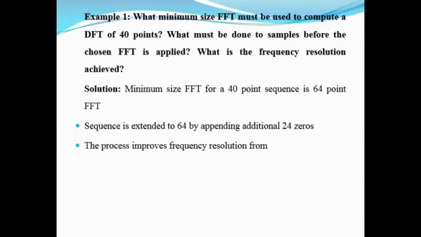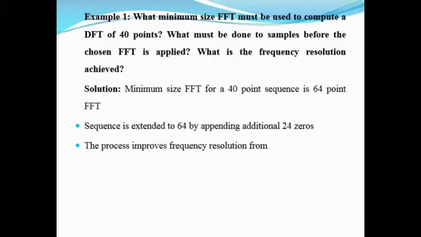In the last session, we discussed how the FFT signal flow graph is obtained and its equation is written. Based on that, we have a small problem or an example. What minimum size FFT must be used to compute a DFT of 40 points? The number of points given is 40. What must be done to the samples before the chosen FFT is applied, and what is the frequency resolution achieved? So this is what the example says.